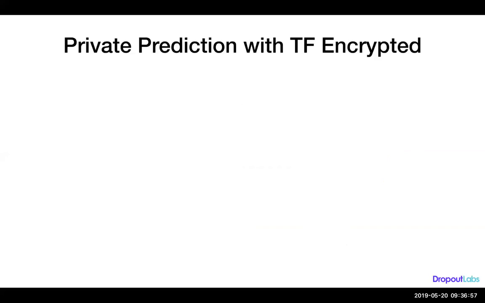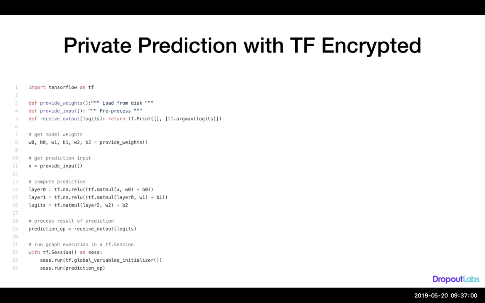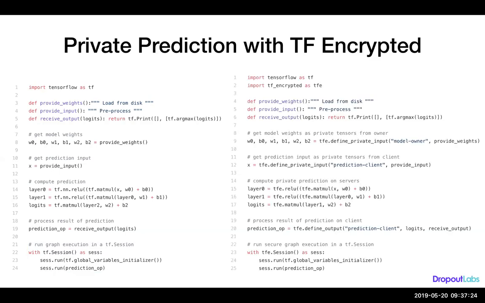The way you express that in TF Encrypted, if we look first at how it looks in ordinary TensorFlow, is this. We have some functions up here that load the weights from disk and do some pre-processing on the input and so on. Then it defines a small model, here a small neural network, and then defines this predict operation that we can then execute in a normal session. Now, if we're using TF Encrypted instead, then this is what it looks like.